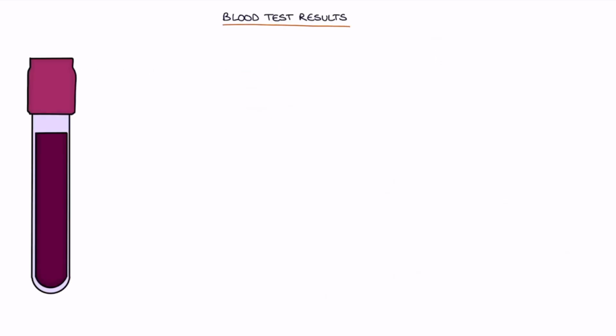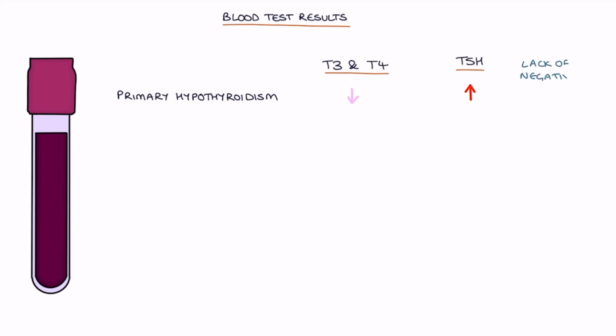Let's summarize the blood test results looking at the T3 and T4 levels and the TSH levels. In primary hypothyroidism, T3 and T4 will be low and the TSH result will be high due to a lack of negative feedback on the hypothalamus and pituitary. In secondary hypothyroidism, the T3 and T4 will be low and the TSH level will also be low because it's the low TSH that's causing the hypothyroidism.